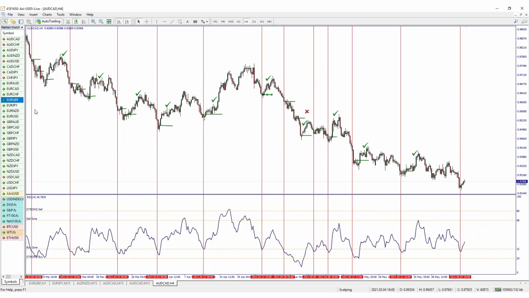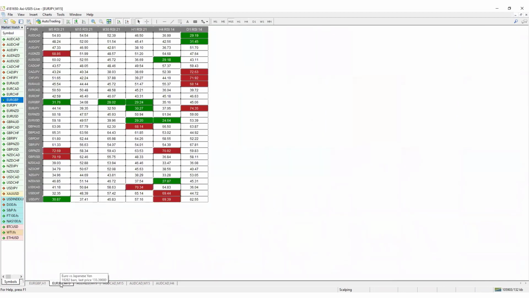So what we're doing, and this is what I do every day, obviously, is we look at the RSI dashboard. I look at what's extended, and I look for opportunities to get in when it gets extended.